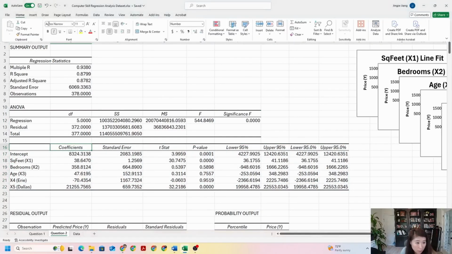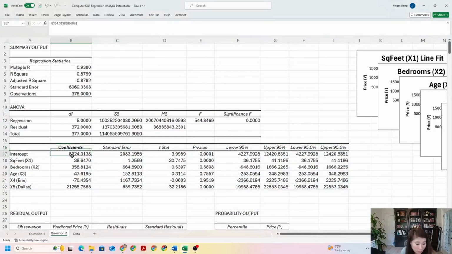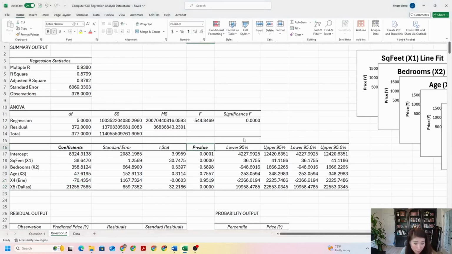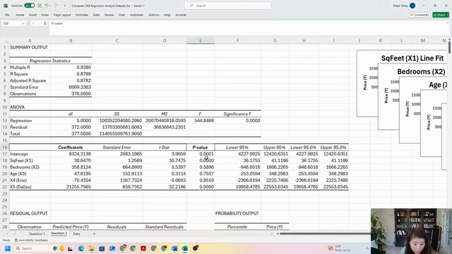The coefficient column allows us to identify our coefficient equation, how that equation should look. So this is my B0, B1, B2, B3, B4, and B5, okay? And then the other column that is very important for our class is the p-values. This value allows us to identify if our regression equation finds a significant relationship between each of the variables and the y variable, okay?